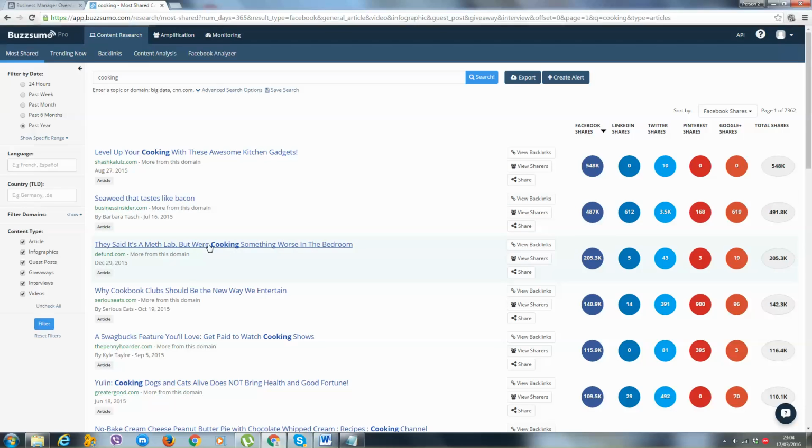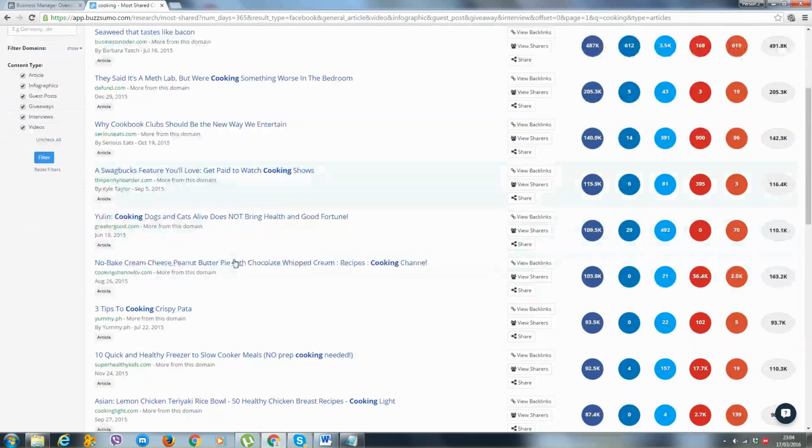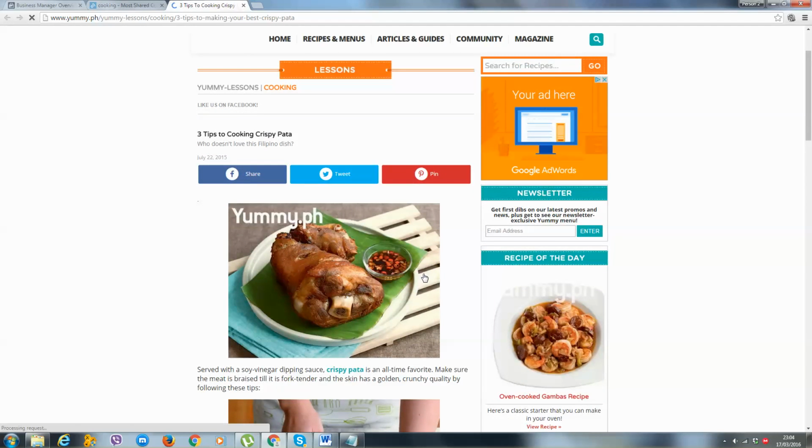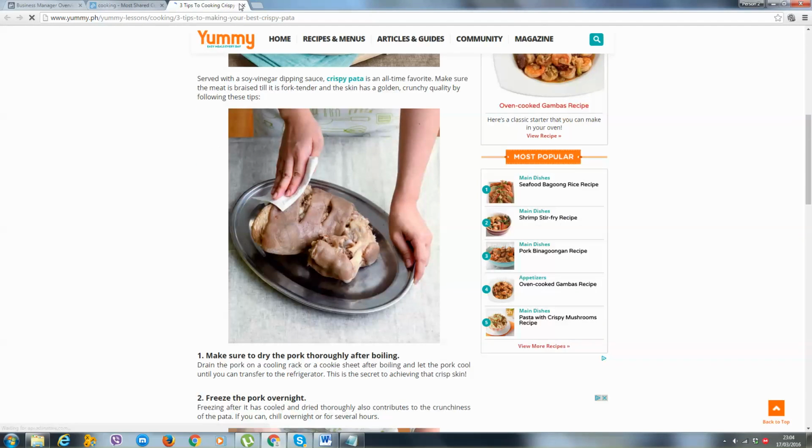They said it's a meth lab, but we're cooking something worse in the bedroom. Okay, that sounds insane. I could not work out the target audience for that, so I'm going to move on to the next one. 3 tips to cooking crispy pasta, whatever that is. That's not pasta, I'd imagine. What is pasta? Okay, this is something new to me. I actually never knew what this was.